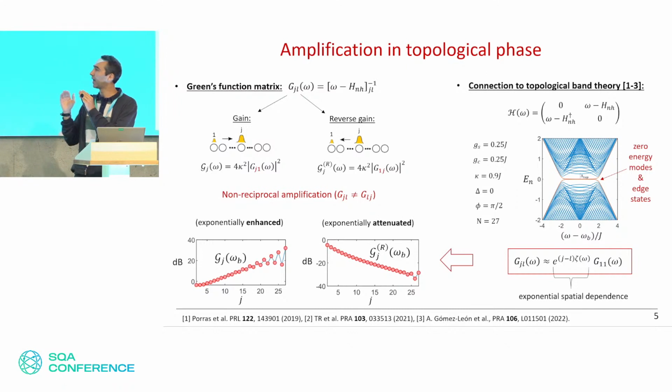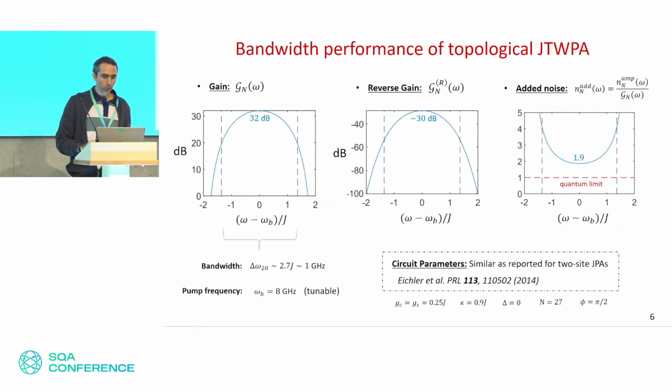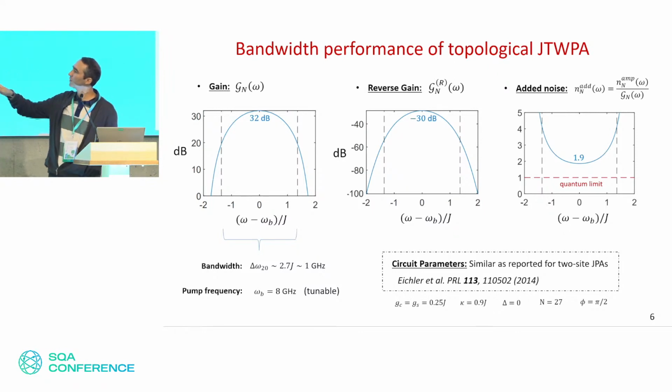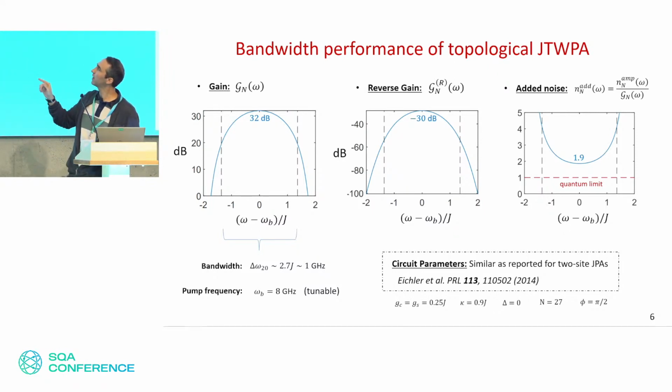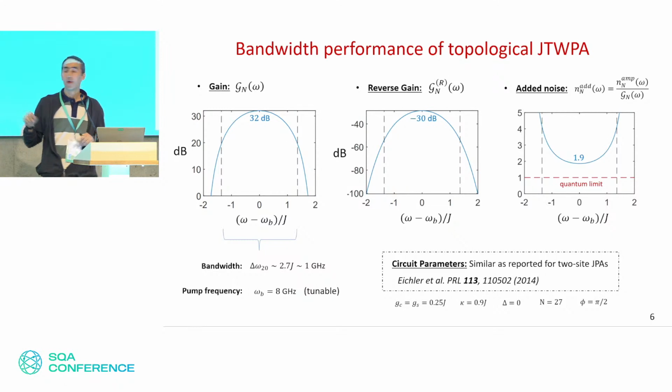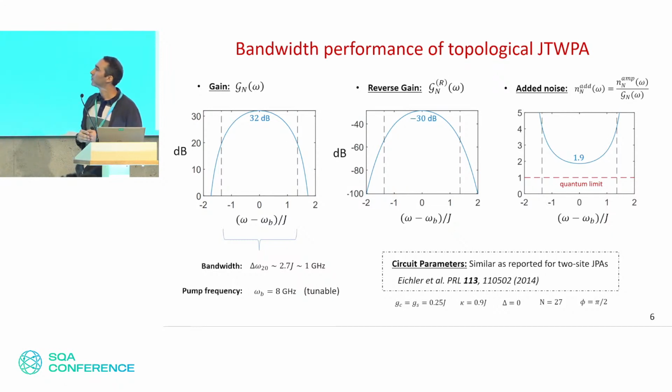And this is at resonance, let's say, at the frequency of the pump. But what happens if we go away from the frequency of the pump? If we study the bandwidth performance of the device, here I show the gain as a function of frequency with respect to the pump, the reverse gain, and the added noise of the device for the parameters I showed to you before.